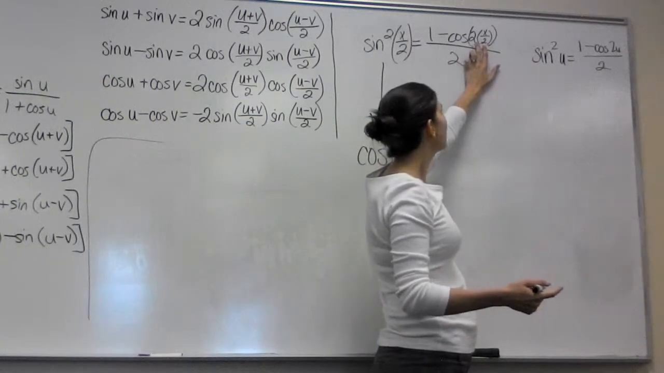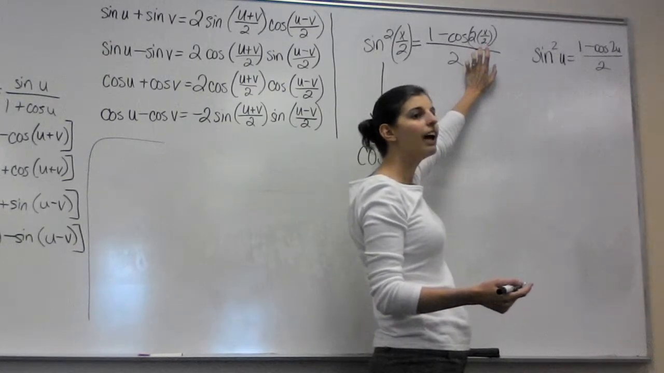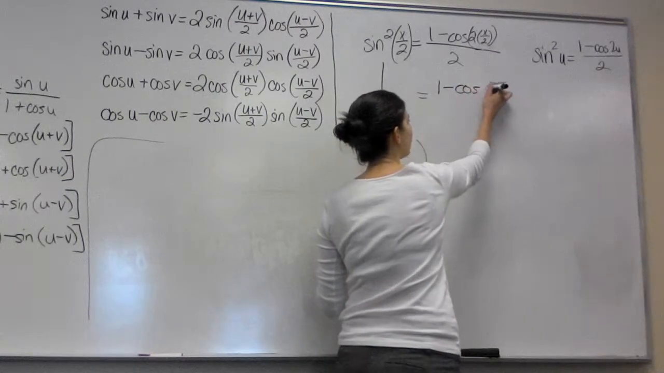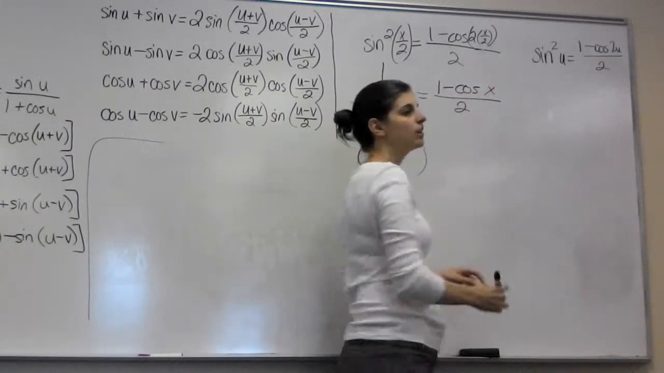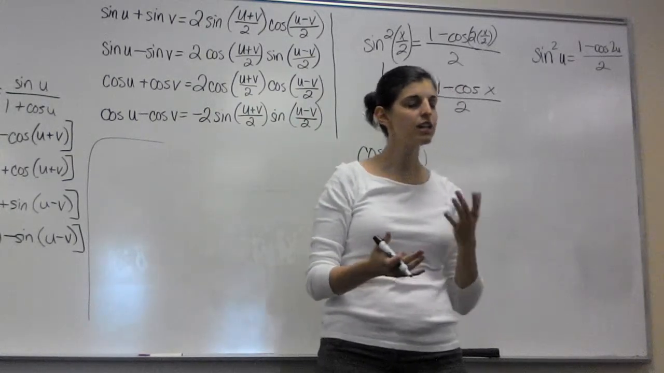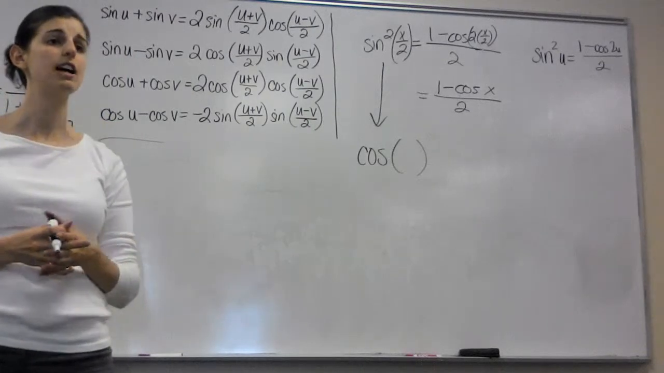you can multiply the 2 and the x over 2. What is 2 times x over 2? X. So this is actually 1 minus cosine of x all over 2. You've accomplished the question asked. You said you've written the expression in terms of the first power of cosine.